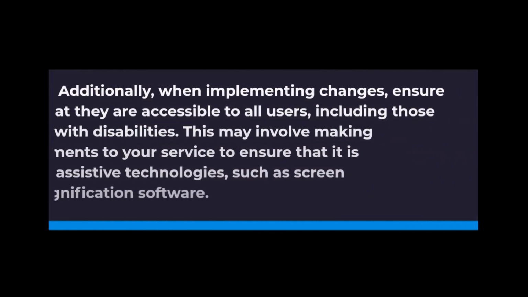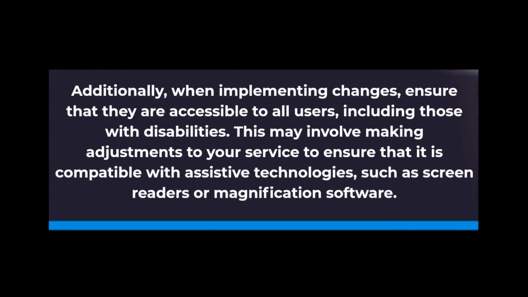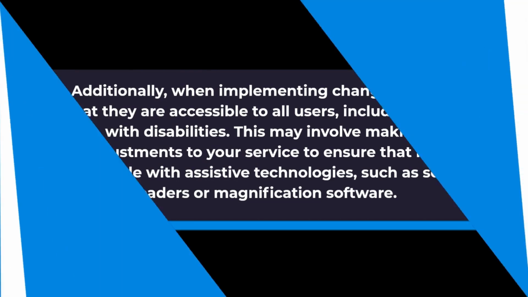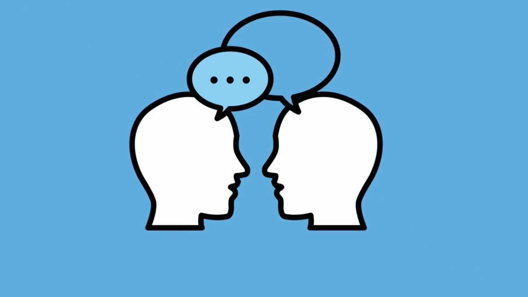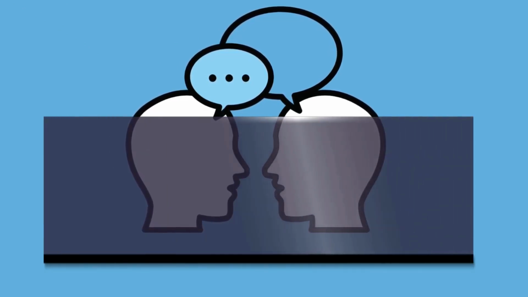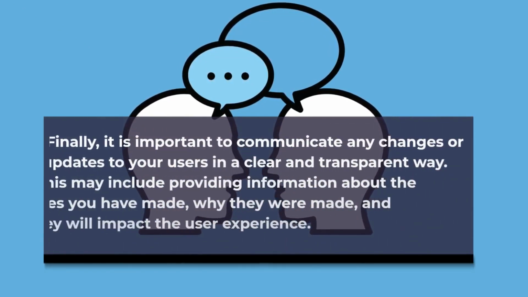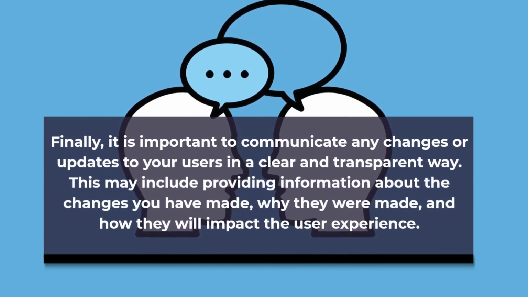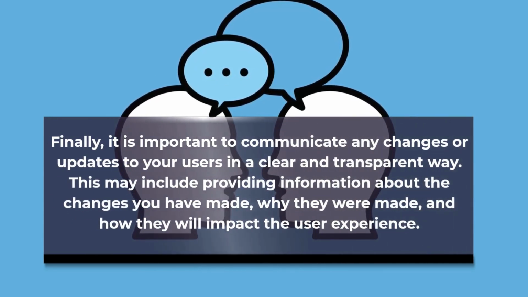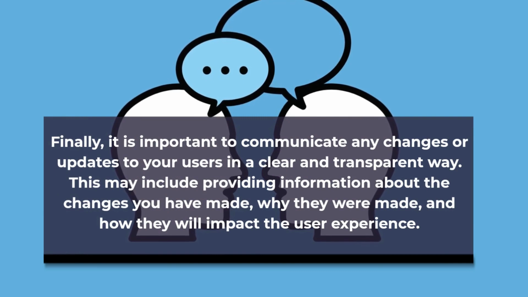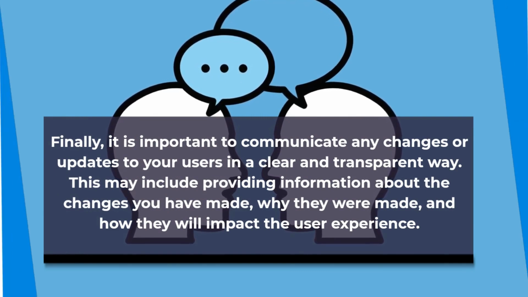Additionally, when implementing changes, ensure that they are accessible to all users, including those with disabilities. This may involve making adjustments to your service to ensure that it is compatible with assistive technologies, such as screen readers or magnification software. Finally, it is important to communicate any changes or updates to your users in a clear and transparent way. This may include providing information about the changes you have made, why they were made, and how they will impact the user experience.